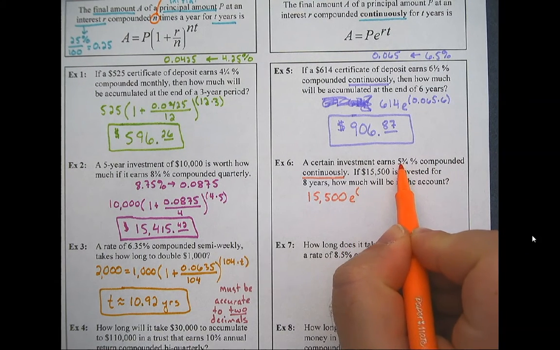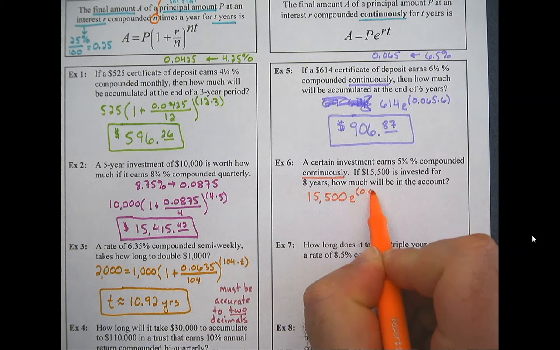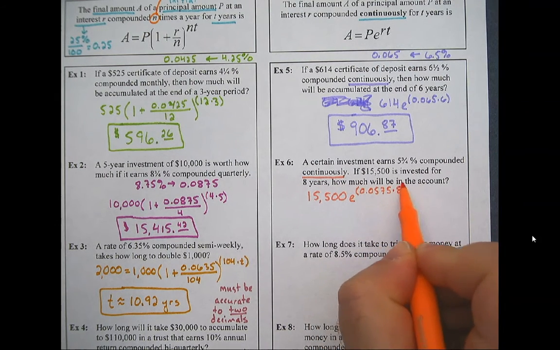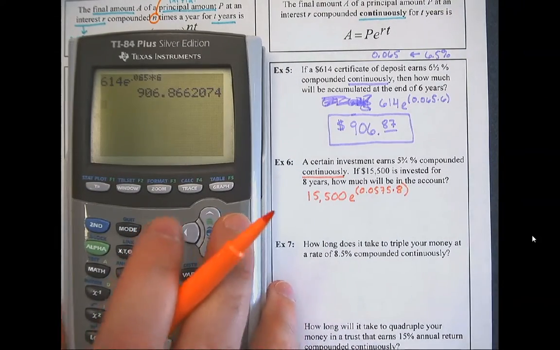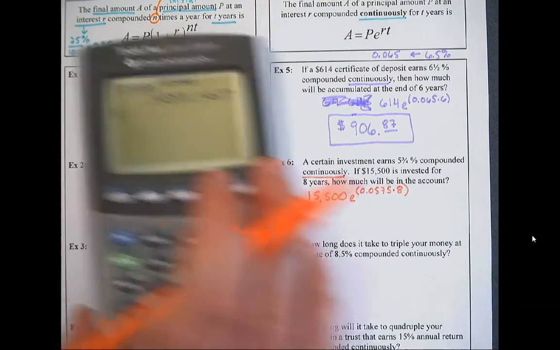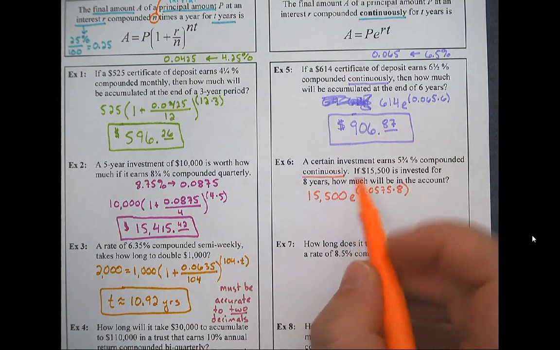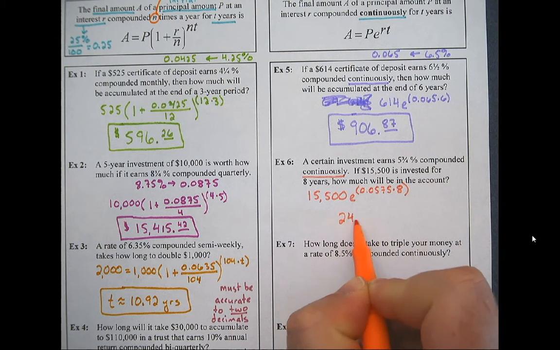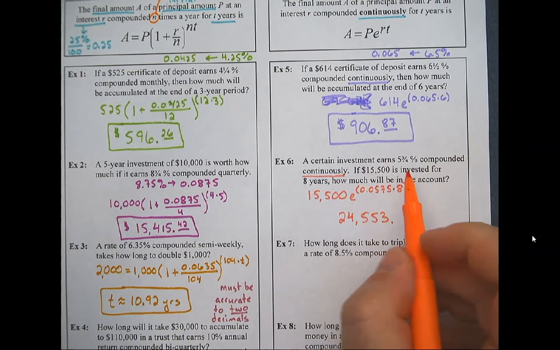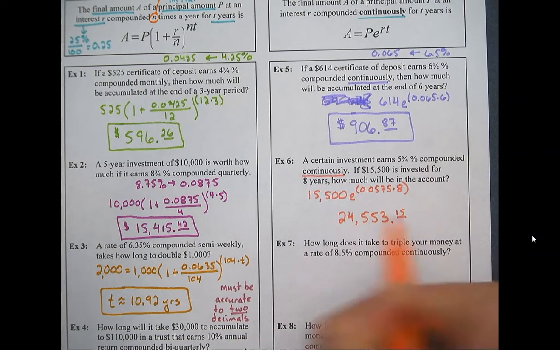To the, that'd be 5.75 moved over 2 times, times 8 years, 15,500 e to the 0.0575 times 8, 24,000, blah, blah, blah. 24,553 and 15 cents, rounded properly.